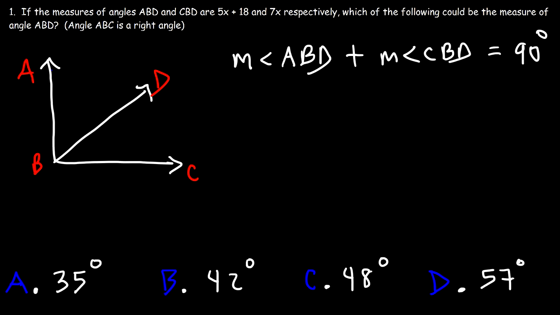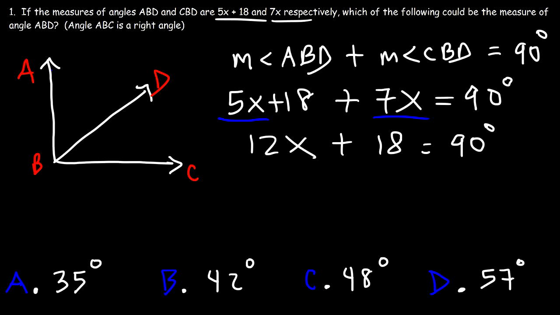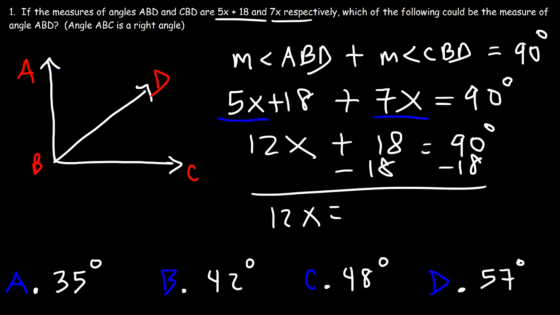degrees. Now ABD is equal to 5x plus 18. And CBD, that's 7x. So this has to add up to 90. So let's go ahead and combine like terms. 5x plus 7x is 12x. So we have 12x plus 18 is equal to 90. Now let's subtract both sides by 18. 90 minus 18, that's going to be 72.